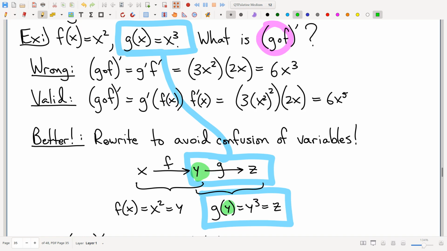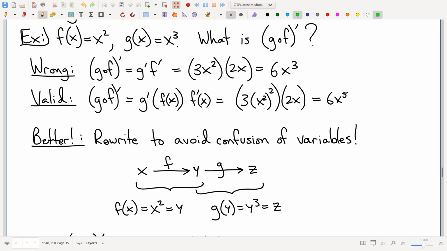Don't think of g as g of x equals x cubed. Think of g as g of y equals y cubed. That's perfectly legal. After all, x up here is just a dummy variable. I could say g of Bob equals Bob cubed. It's just a placeholder, right? It's not an actual thing. I could use any placeholder I want. And here I've decided to use a placeholder that avoids the confusion of variables. So now there is no problem. There is no confusion of variables.